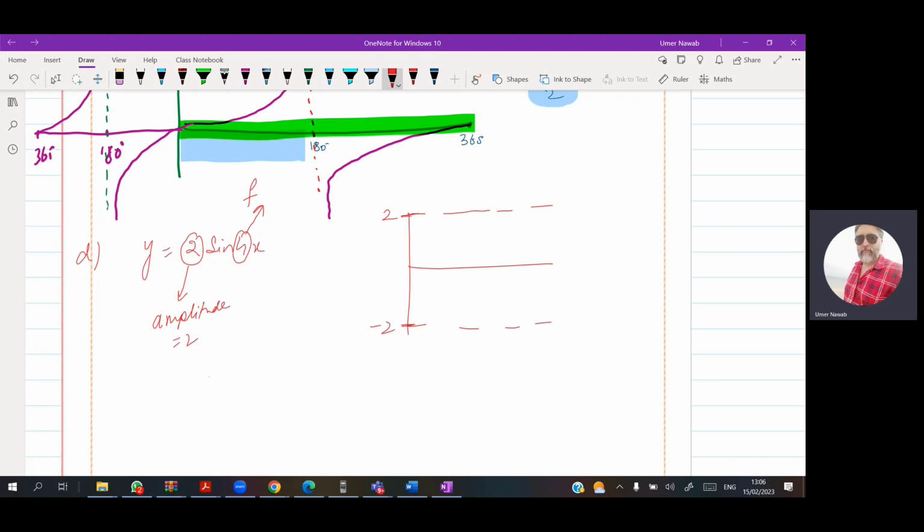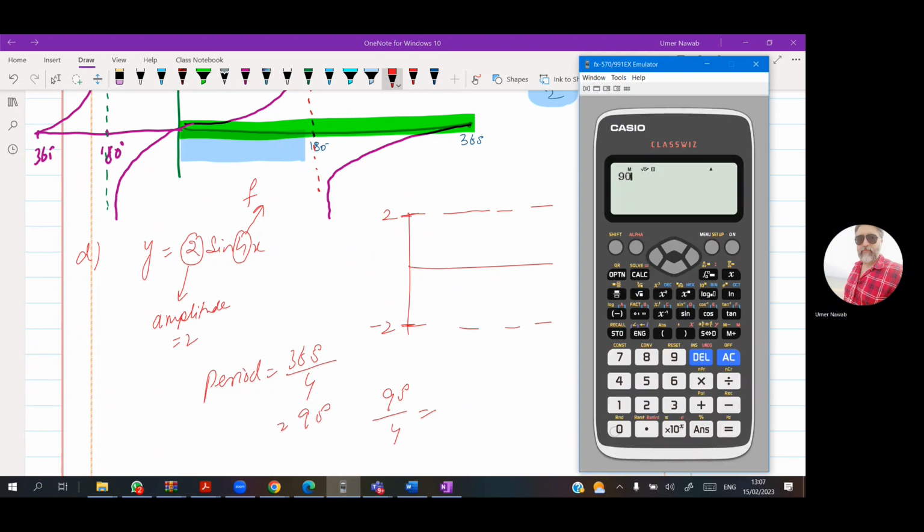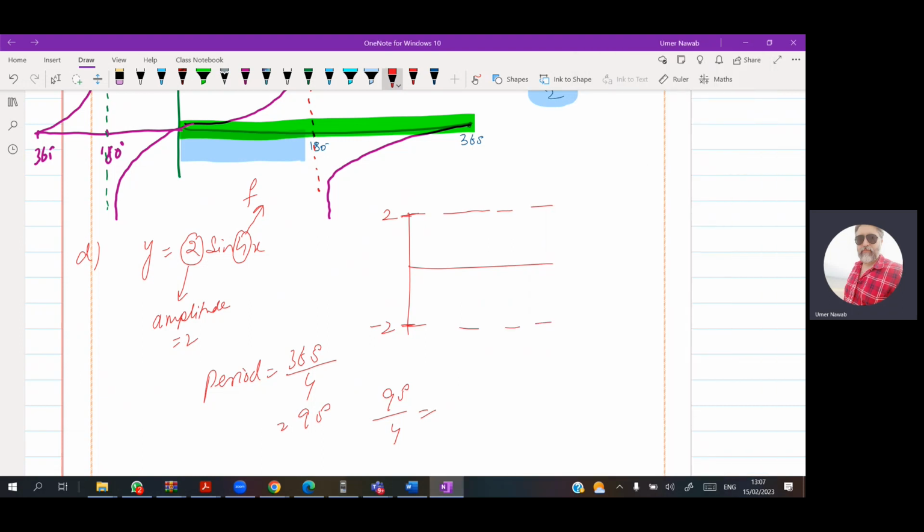How can I find my period? Period is very easy: 360, for the case of sine, divided by the frequency. It tells me the answer is 90 degrees, my period. Now 90 degrees divided by 4 to get your step. So 90 divided by 4 gives you 22.5. Imagine in the calculator, if you want to draw that, you start from 22.5 and you keep going like this. Allow me, guys, because the time is short, I need to complete this question.